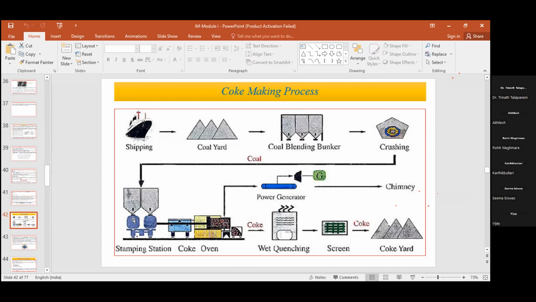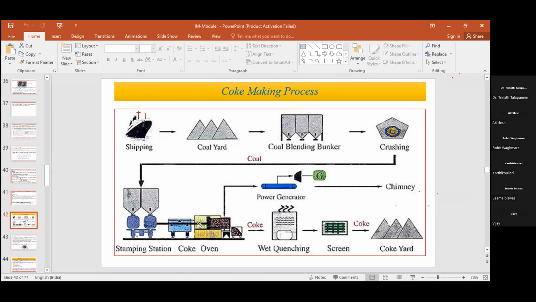system. See, this is the flow chart which I am discussing with respect to the non-recovery coke process, where our parent group follows this process. And then this stamped coal is subjected to the coke oven, and then it is subjected to the cooking process for a duration of around 68 to 72 hours.